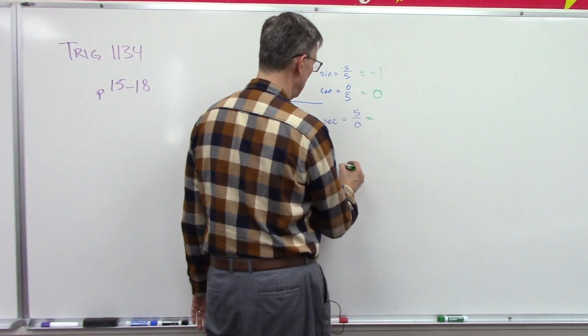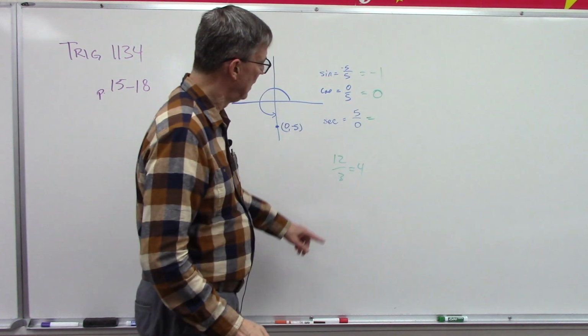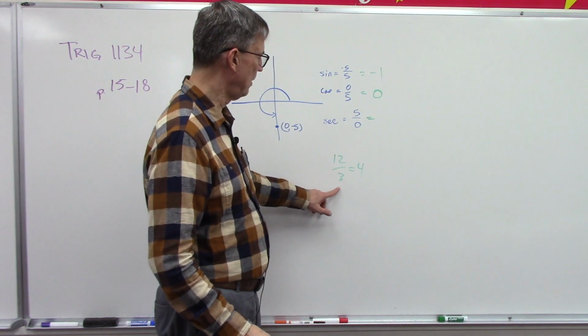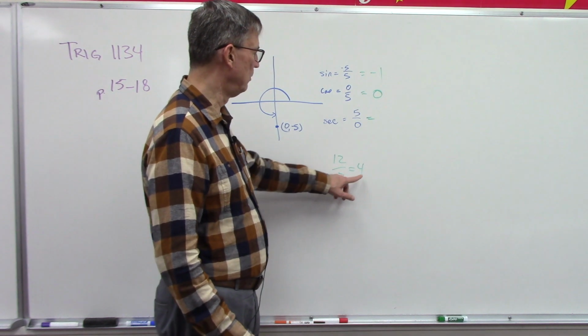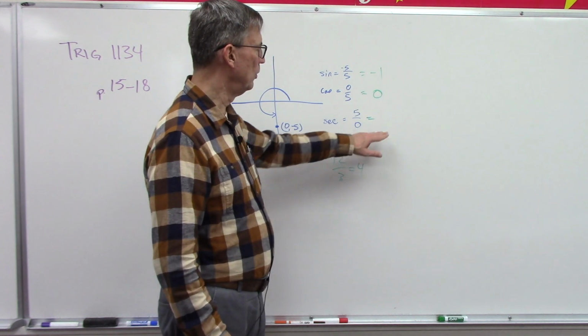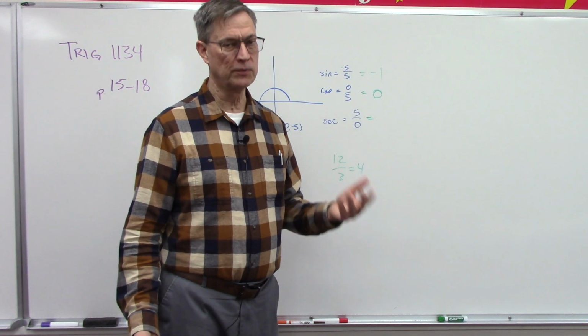Well, let's think about what division means. 12 divided by 3 is 4. And so we could say 4 times 3 equals 12, right? So division is undoing a multiplication fact. So what we're really asking here is what number times 0 equals 5?